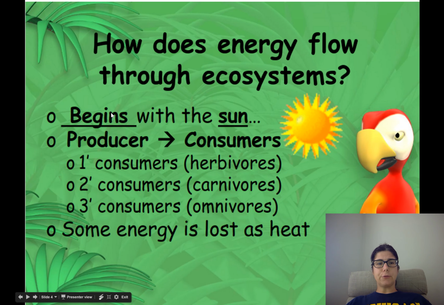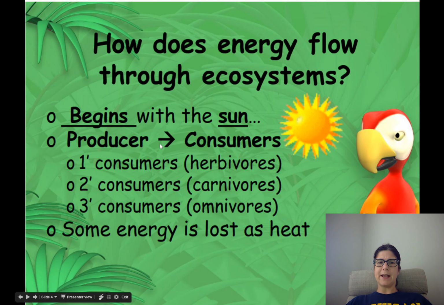So how does energy flow through the ecosystem? It begins with the sun. That is our main source of energy. And then we have these organisms called producers to consumers. From the sun, the energy is going to flow from producer to consumers. And now consumers can be broken down into different levels. We have our first level of consumers, and those are herbivores. These are considered primary consumers. Secondary consumers are carnivores because they feed on the herbivores. And generally, third level consumers are considered omnivores.